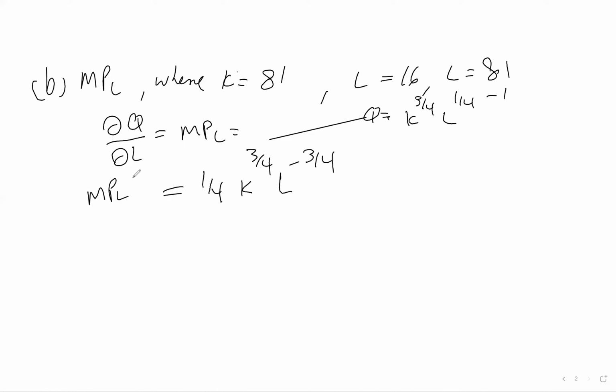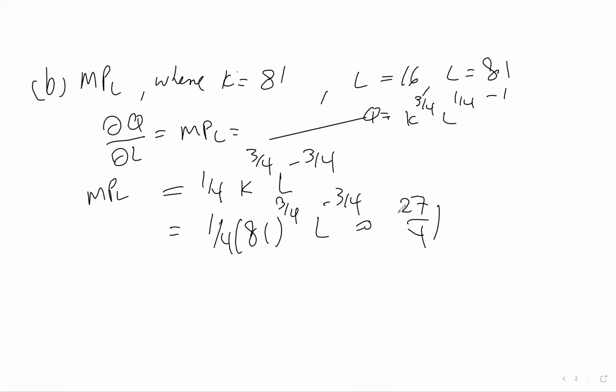Now, what we do is that we are going to substitute our numbers. When we do that, it's 1 over 4 times 81 to the 3 over 4, and then L to the minus 3 over 4, all this is equal to 27 over 4 times L to the minus 3 over 4. So that's the function.